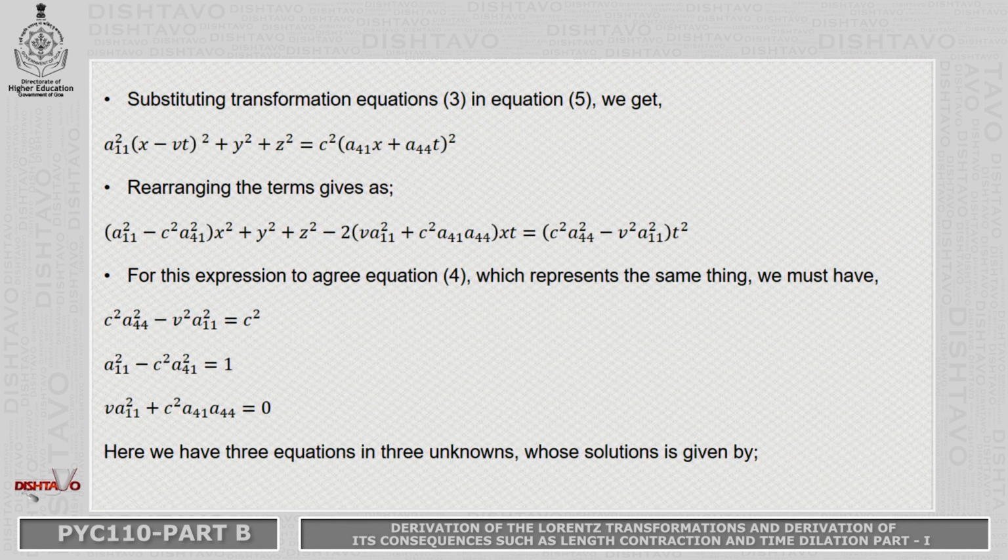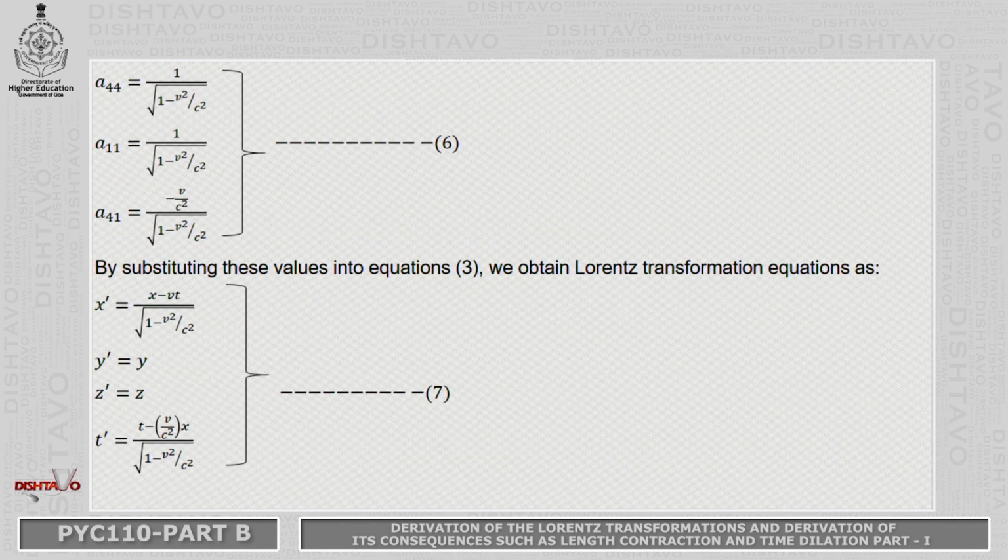I am giving this to you as an exercise, and you can show that a44 is 1 divided by the square root of 1 minus v square by c square, a11 is 1 divided by the square root of 1 minus v square by c square, and a41 is minus v by c square divided by the square root of 1 minus v square by c square. All of this I call equation number 6.